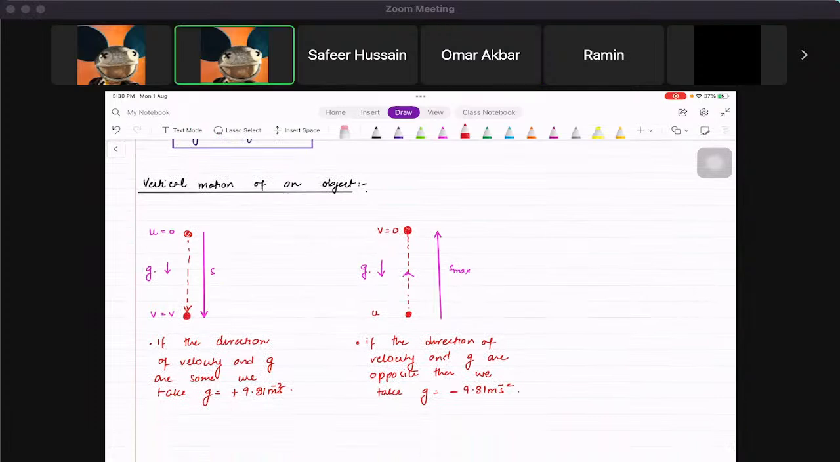And at maximum height, velocity v is always 0. Just need to remember that. Okay, please write this down.